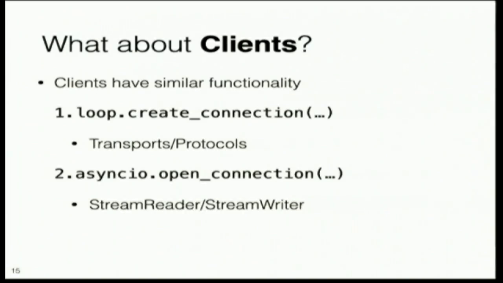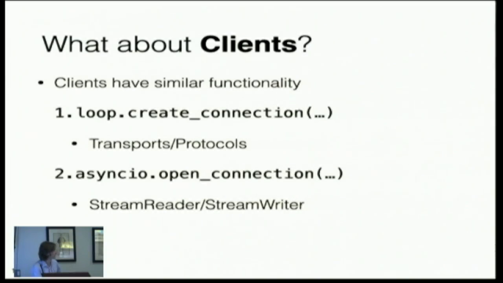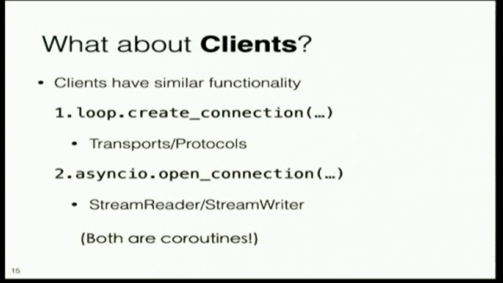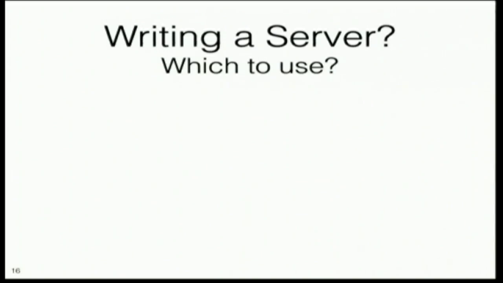Okay, and clients have a similar interface there, where we have create connection and open connection with transports and protocols. And of course, both of these are coroutines again. So if you call create connection or open connection, it neither creates a connection nor opens a connection. It creates a generator, which will, upon being given an event loop, actually call that.